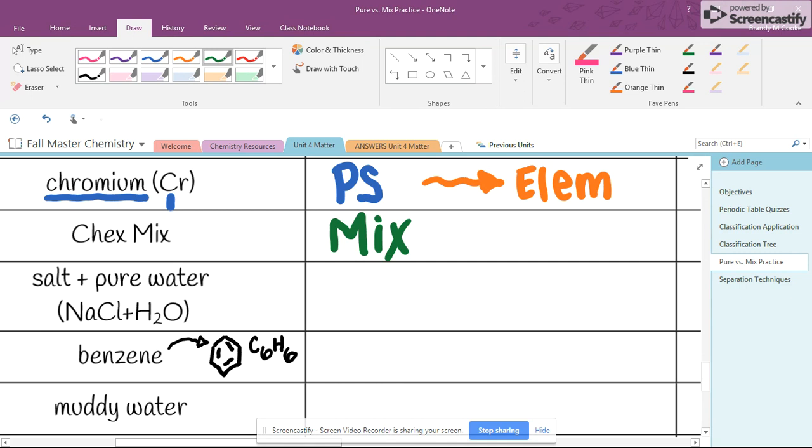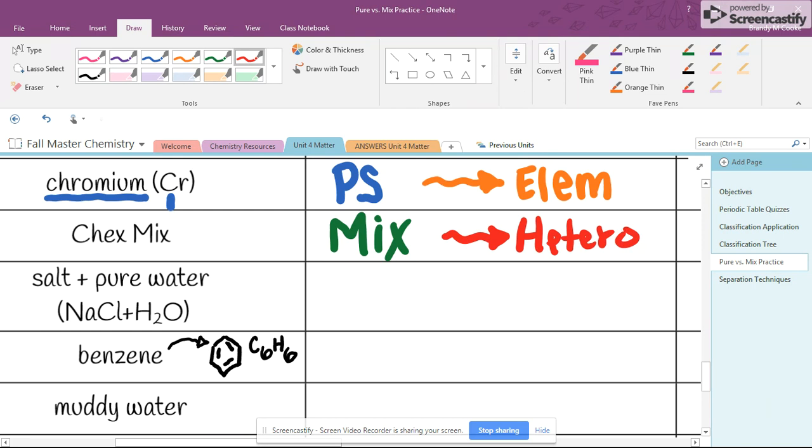And then we want to go a little bit further and say, what kind of mixture is it? Well, I need to ask myself, can I see the different pieces or can I not? When I'm looking at a bowl of Chex Mix, can you physically with your eyeballs see the pretzels and the cereal and the sugar and the salt? Yeah, you sure can. So that would be a heterogeneous mixture. I can see the different pieces.